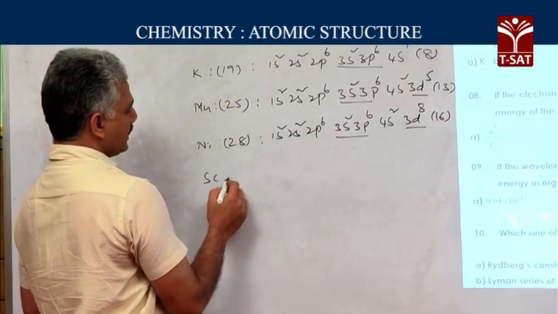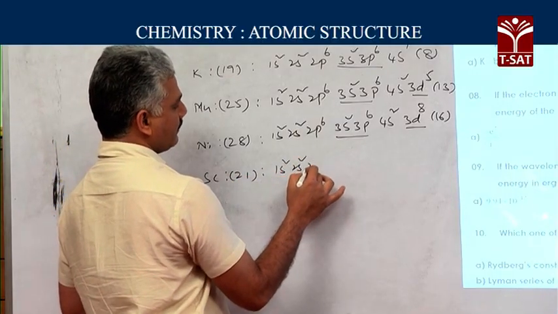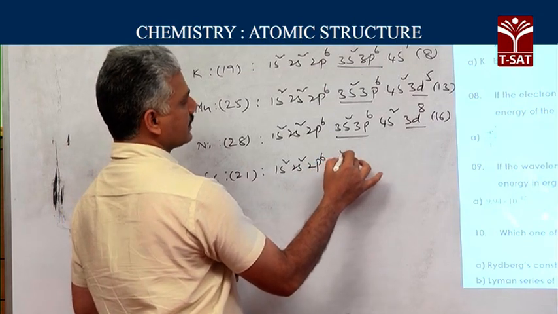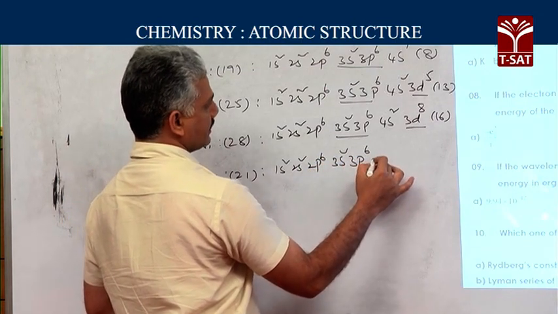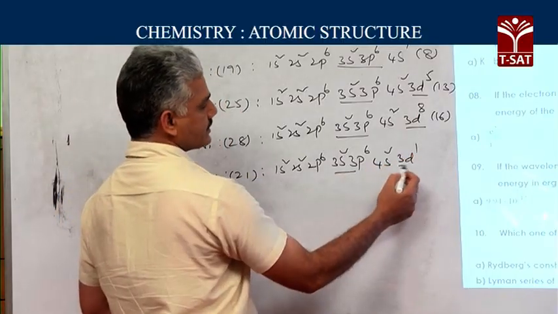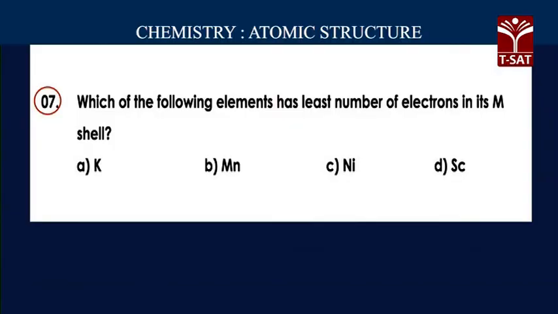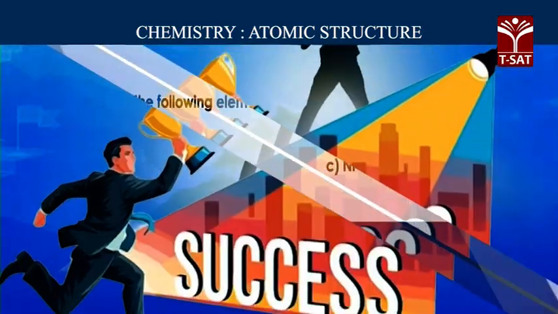Then fourth option, scandium, atomic number is 21. Electronic configuration will be 1s2, 2s2, 2p6, 3s2, 3p6, 4s2, 3d1. So, number of electrons in the third level are 8 plus 1, 9. We have to identify the element with the least number of electrons. So, least number of electrons come in case of potassium. Correct answer can be taken as A, potassium, for this question number 7.